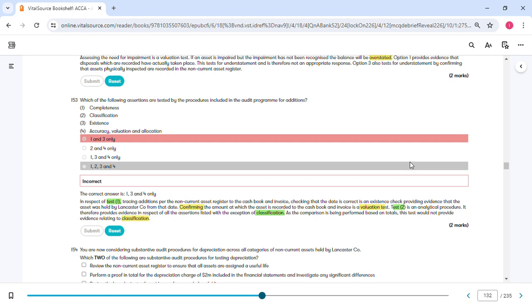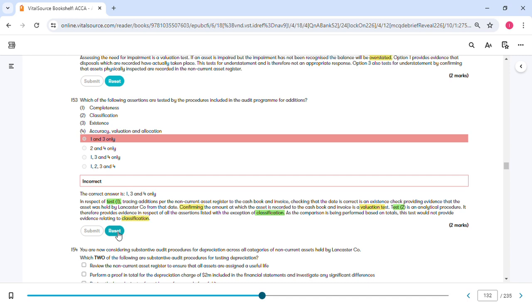Test 2 talks about analytical procedure, what happened last year and what happened this year. How much we have purchased, what is the purchases of the last year and the purchases of this year. Write down some way. Test 1 talks about existence, valuation. Test 2 talks about analytical procedures, in terms of with the exception of classification. It excludes classification. The correct answer is what?